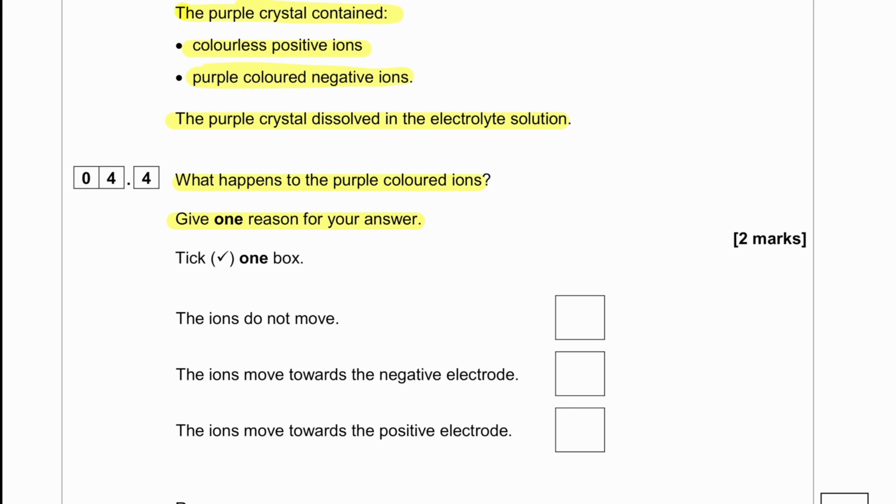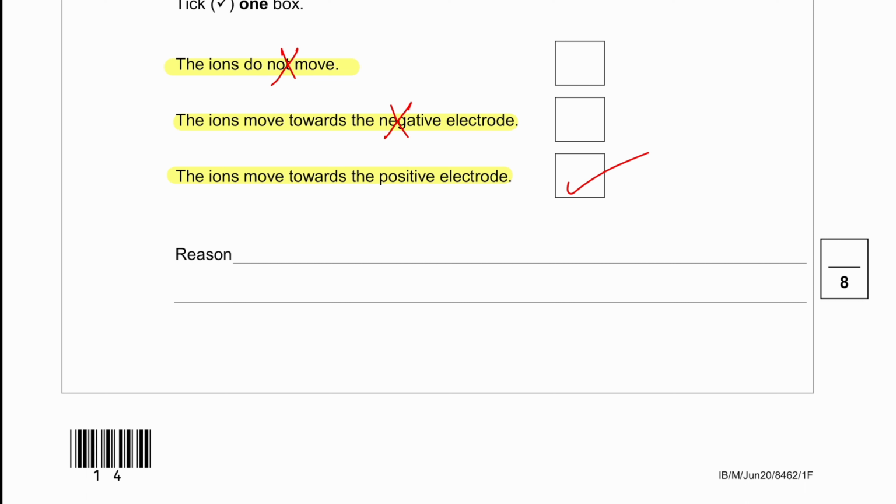So as you can see, the purple colored ions are negatively charged. The options are: the ions do not move, the ions move towards the negative electrode, or the ions move towards the positive electrode. Definitely, since it is negatively charged, it will move towards the positive electrode. The reason is that the positive electrode attracts ions of the opposite charge, which is the negative charge.